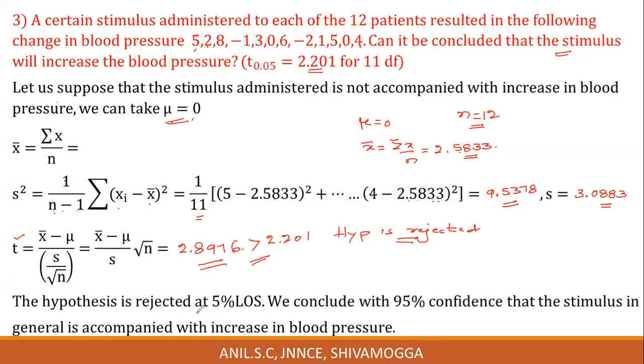So make a note of this. Is it clear why I took this statement as the null hypothesis? If we take this statement as the null hypothesis, we can easily make mu equal to 0. If we take the other statement as the null hypothesis, we do not have the value of mu. We do not have the mean change in the blood pressure. Therefore, I took this statement as the null hypothesis.